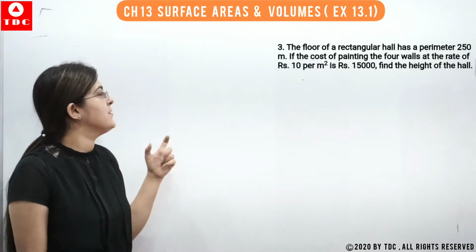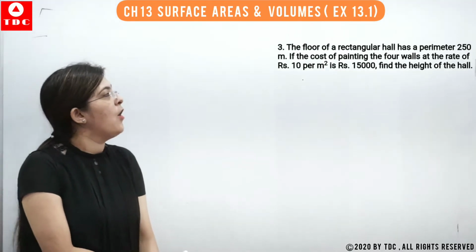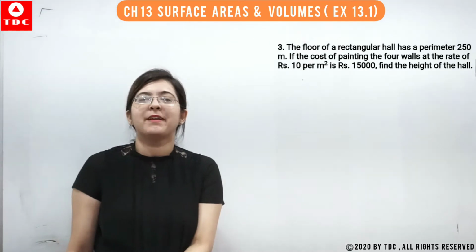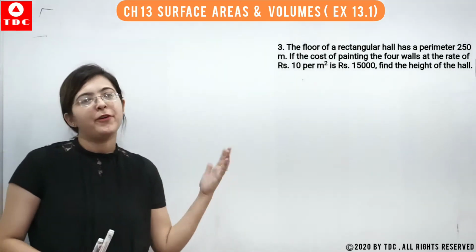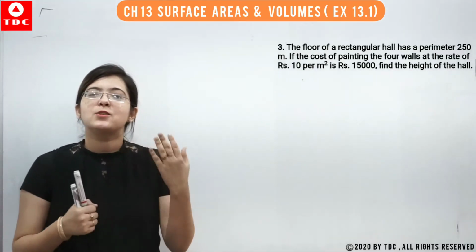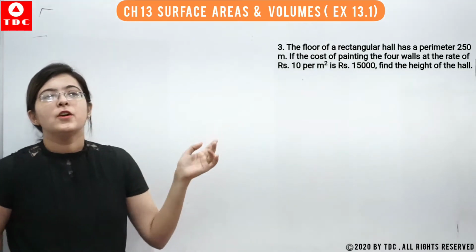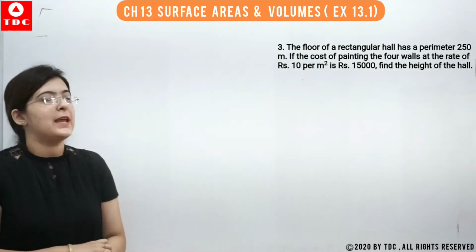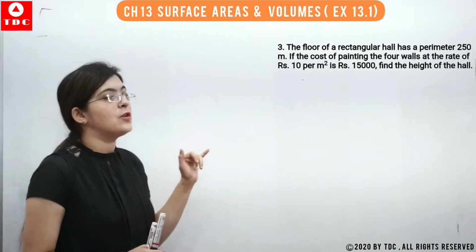See the third question. It is given that the perimeter of the floor of a hall is 250 meter. Okay, the perimeter of the floor is given. That means the floor will be in the shape of a rectangle. So the formula for perimeter of a rectangle that you have studied in your earlier classes is 2(L+B). And it is given that the cost of painting at the rate of rupees 10 per meter square is total rupees 15,000. The total cost is given.